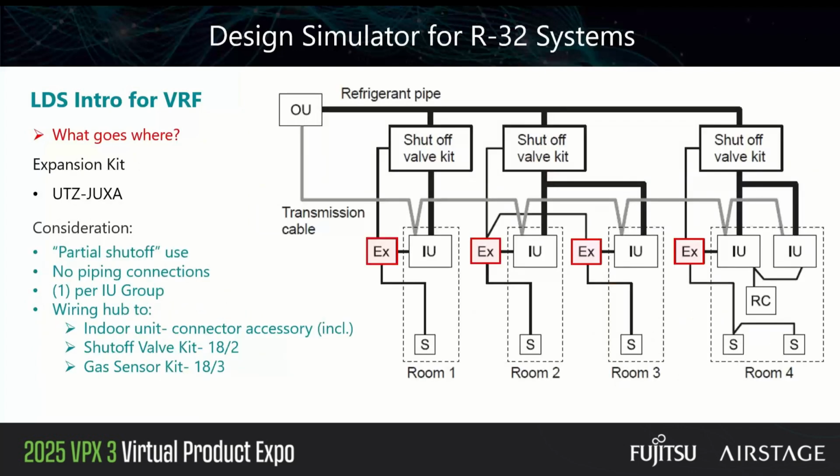The expansion kit for partial shutoff, as we mentioned, so we can see a pattern here. It's a wiring hub, again, to the indoor unit, and as we noted previously, we can have 1 per remote control group, or even when grouping indoor units, or for a single indoor unit.